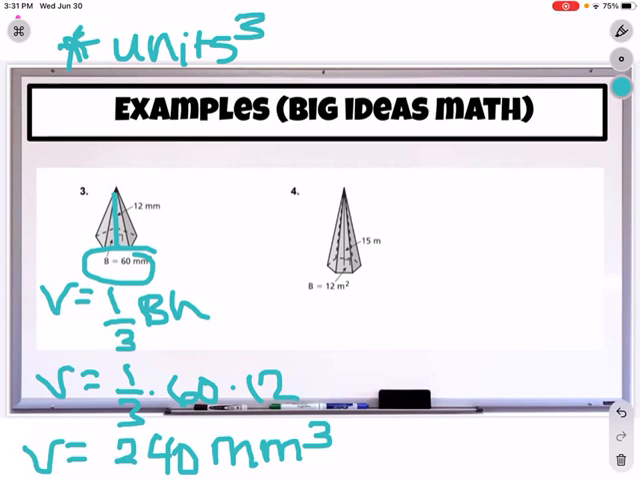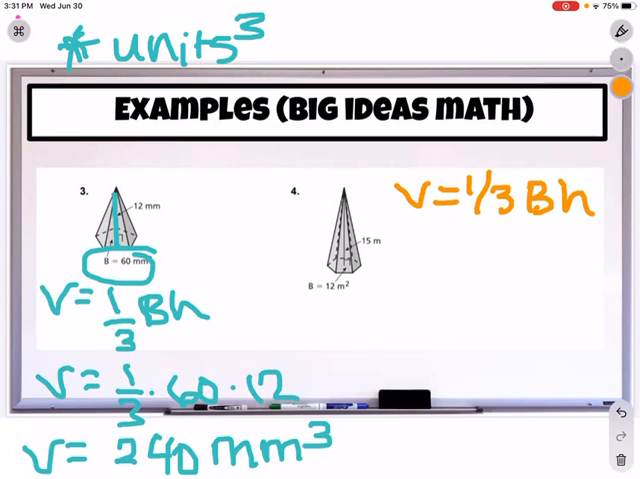And for this, let's choose this color. Let's locate our base shape. I'm going to write volume equals 1/3 times base times height. And let's locate our base shape.